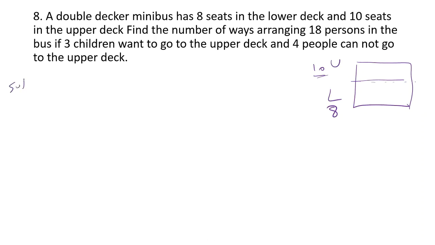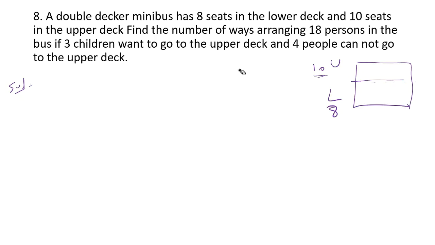So we have a double-decker bus which has 8 seats in the lower deck and 10 seats in the upper deck. And there are 18 passengers, or 18 people. So we have to arrange these 18 people in this double-decker bus. If there are no restrictions, I can arrange these 18 people in these 18 seats in 18 factorial ways. But here there are some restrictions.